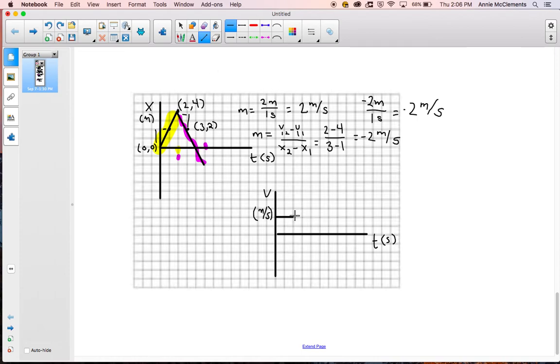So move on over to our velocity versus time graph, right? Go over to 2 seconds. At 2 seconds, we have a switch in velocity. So it goes down to negative 2, and it's there for 3 seconds, right? If you want to connect these lines, that's fine, or you can leave them as is, but this is what your velocity versus time graph should look like for this.